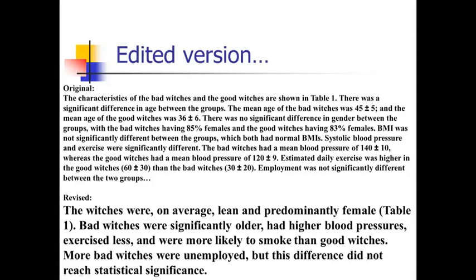More bad witches were unemployed, but this difference did not reach statistical significance. So I also want to point out where it looks like there might be some difference, but it didn't quite make statistical significance. So notice that that's a much more useful paragraph for the reader, because it's giving the reader all the key points. And if the reader wants more details, they can go to the table and see the details. So you don't need to read through the table for your reader.